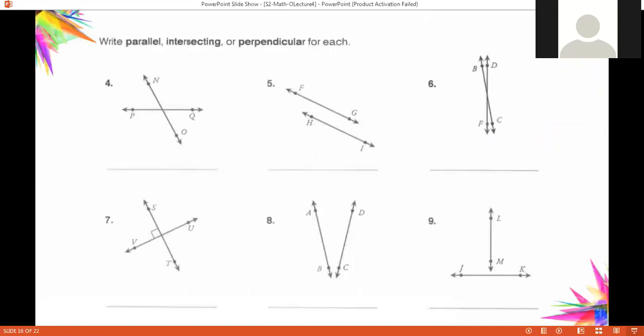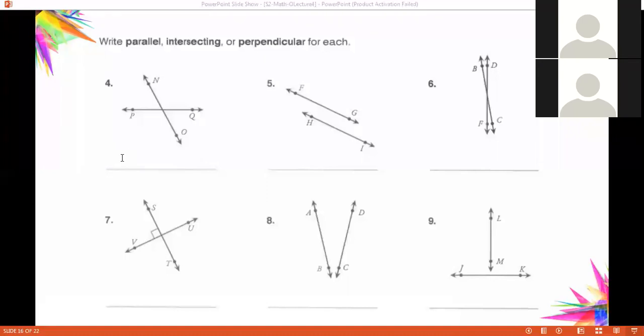Write parallel, intersecting, or perpendicular for each pair. I'm going now to start with Rawad. Rawad, what do you think about number four? First of all, what are the names of the lines that we have? It is intersecting. Yes, excellent. They are intersecting lines. But what is the name of the first line? PQ. Very good, Kareem. And ON. Very good. And PQ and ON are what? Intersecting. Very good, Rawad.